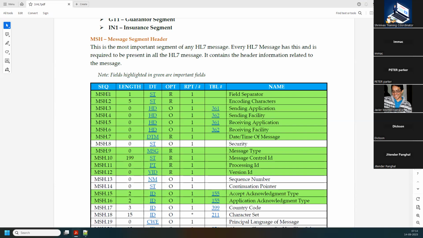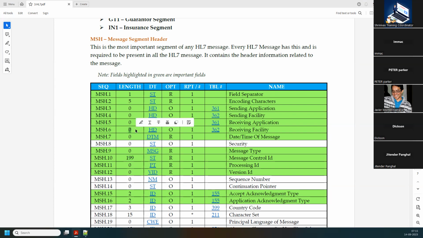The first column represents the sequence number, or field position. The second column represents the property of length. Each of these fields has certain properties, and those properties are present in this row. Length will tell whether a certain field is limited to a certain number of characters or not. For example, MSH10 is a field where 199 characters is the limit. So it cannot cross beyond 199. You can have a maximum of 199 characters.